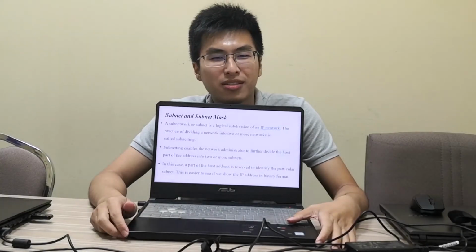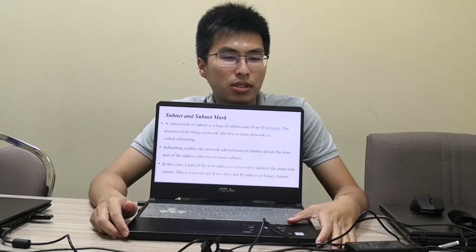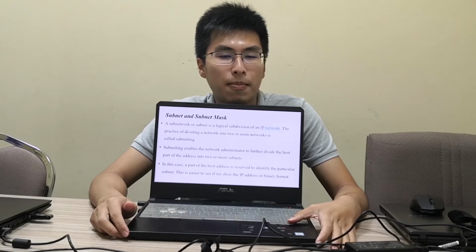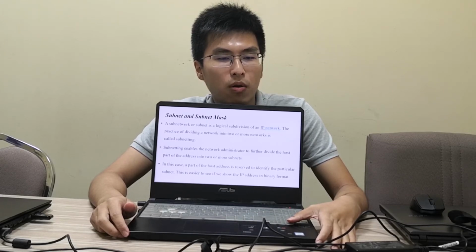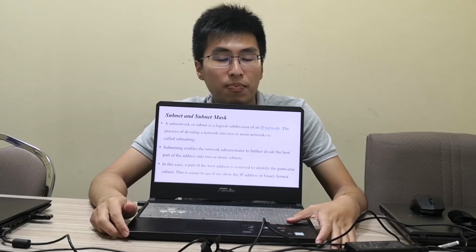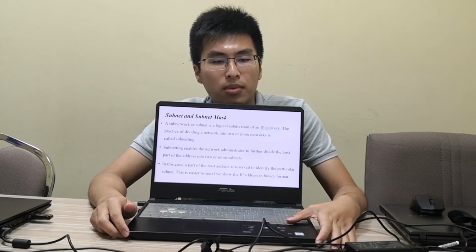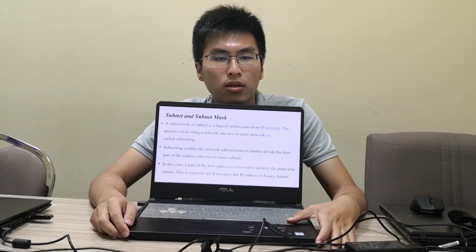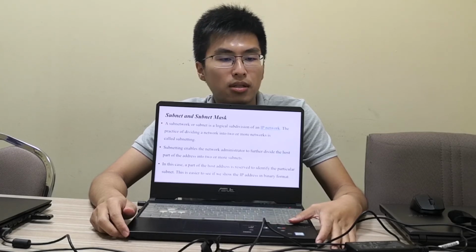Okay, the last part is I will explain about the subnet and the subnet mask. A subnetwork or subnet is a logical subdivision of an IP network. The practice of dividing a network into 2 or more networks is called subnetting. Subnetting enables the network administrator to further divide the host part of the address into 2 or more subsets. In this case, a part of the host address is reserved to identify the particular subnet.